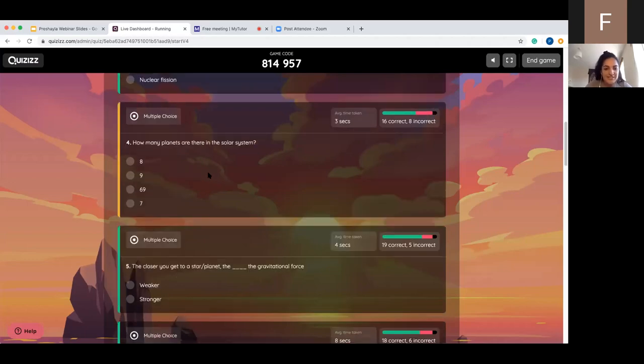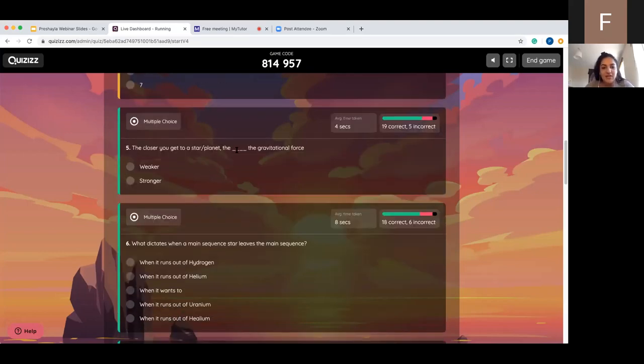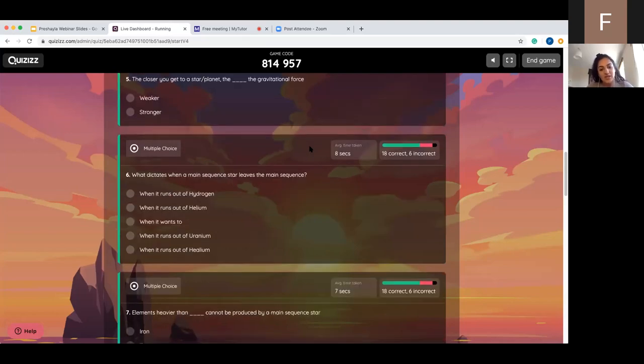How many planets in our solar system? That is 8. And the closer you get to a star, the gravitational force. So the closer you get to a star or planet, the stronger the gravitational force. What dictates when a main sequence star leaves the main sequence? That would be when it runs out of hydrogen.